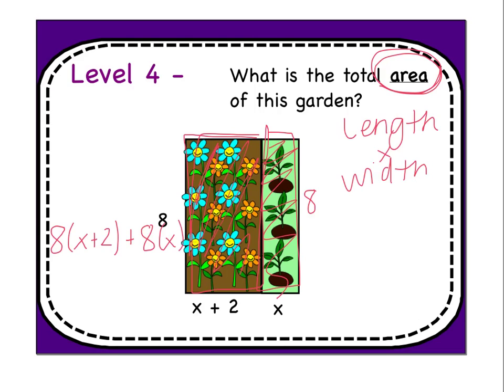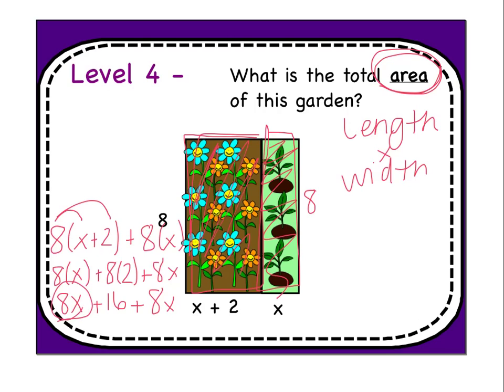So here, you'll notice that we set up the distributive property. 8 shakes hands with the x, plus 8 shakes hands with the 2, plus we still have 8x. 8x plus 16 plus 8x is going to give us our like terms, 16x plus 16.